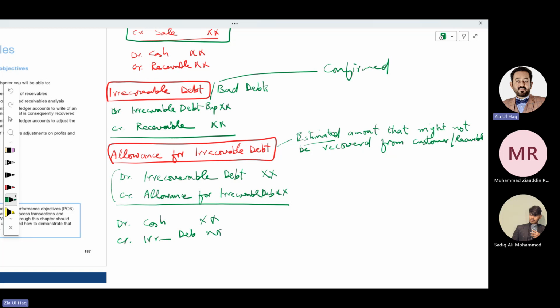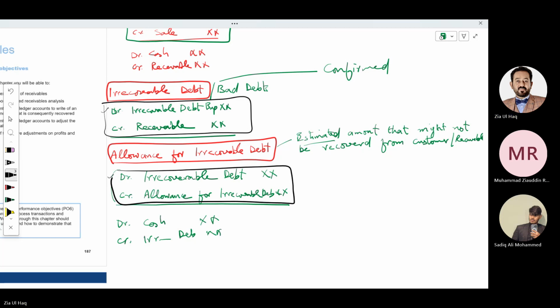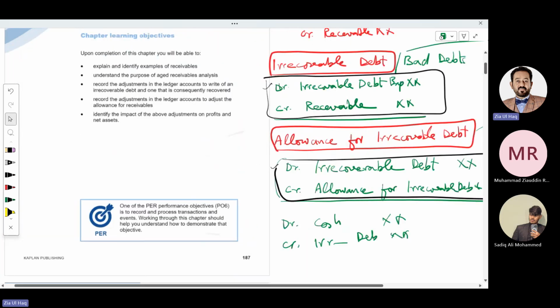So what do we need to learn? What is the accounting entry for confirmed bad debts? Irrecoverable debt debit, receivable credit. And what is the accounting entry for estimated bad debts, meaning allowance for irrecoverable debt? In both cases irrecoverable debt is debited, but now we will not credit receivable, we will credit allowance for irrecoverable debt or allowance for receivable. Is that fine? So let's discuss this chapter.